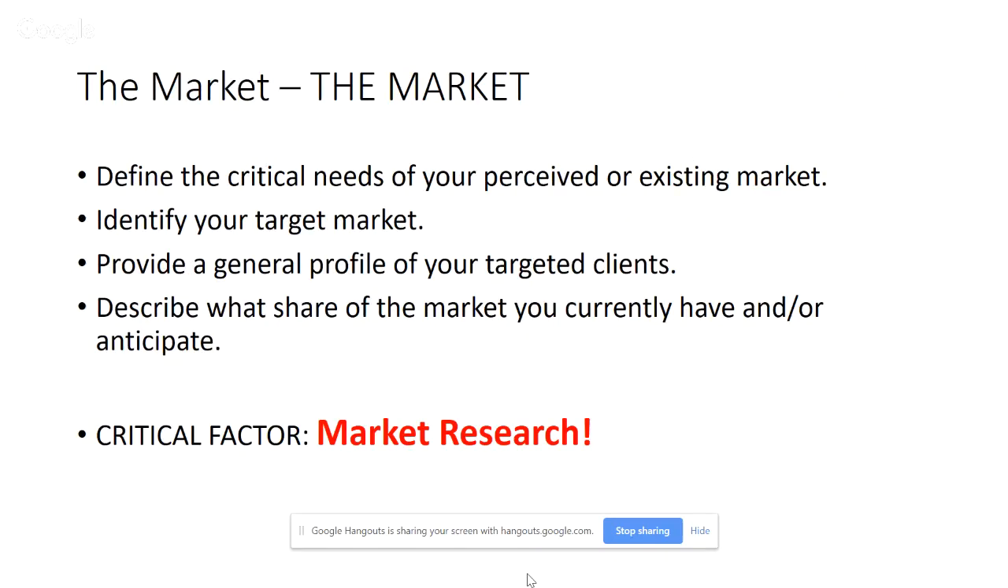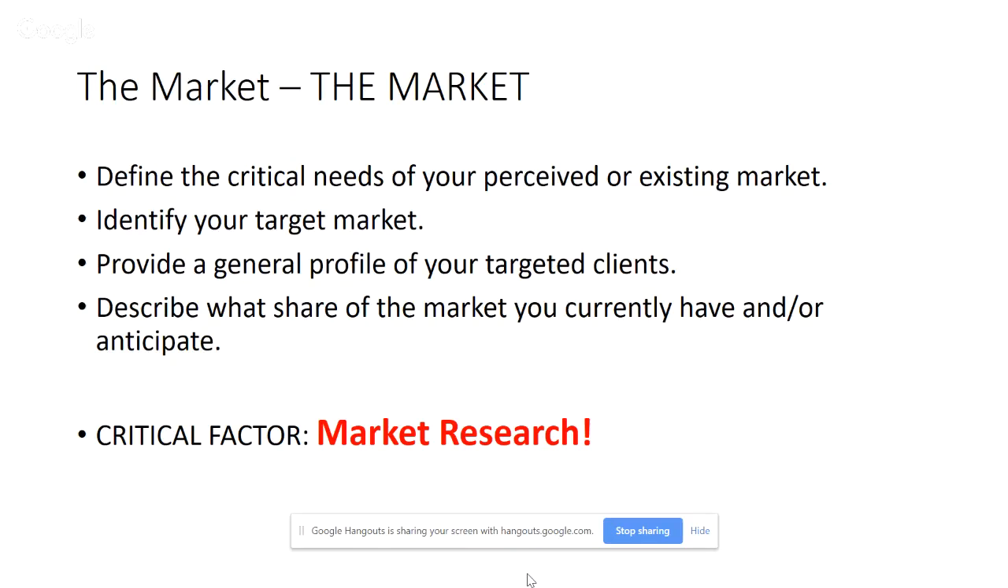Then we come to the market, right? So you now have a product, you have a service that you're offering, you're solving a pain. Now you need to prove to us that there is a market, that there are people or companies willing and able to buy your product, because their pain is so big and you're the best one out there solving or addressing that pain.